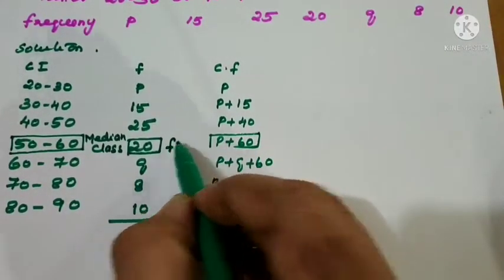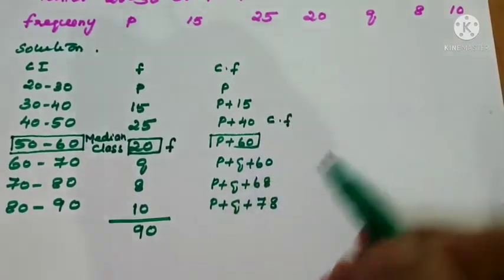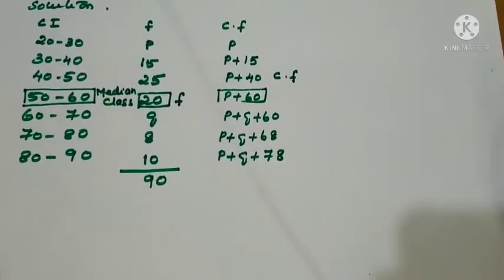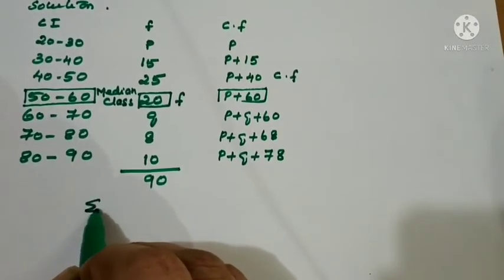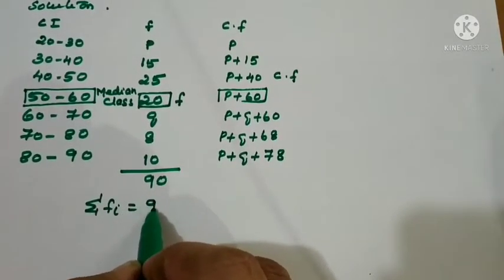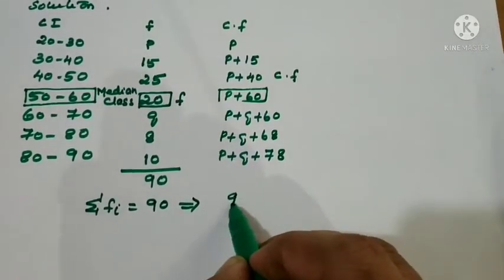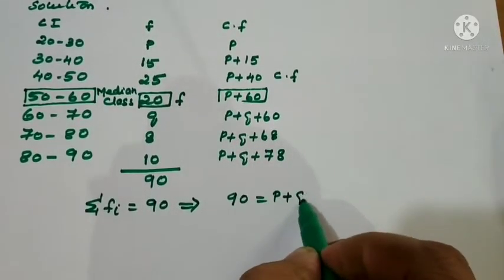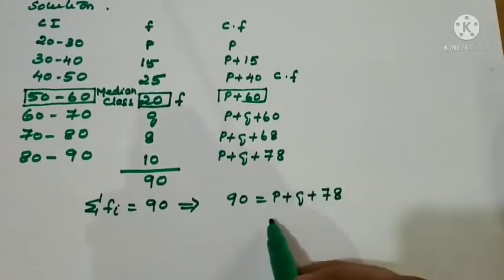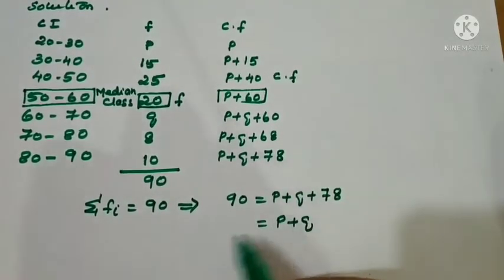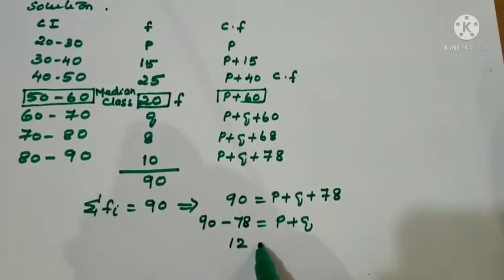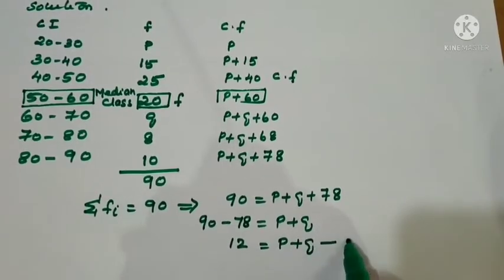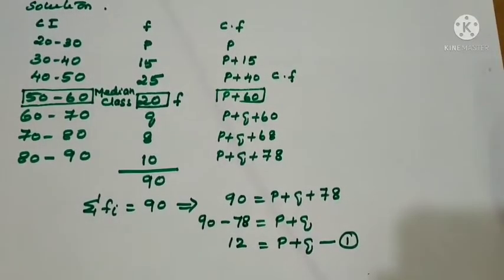Next, this is F and CF. We need these values from the table itself, marked according to our formula. Now, what is already given? Sigma fi equal to 90. This implies 90 equals P plus Q plus 78. So what is P plus Q? It equals 90 minus 78, that means it is equal to 12. This is our first equation: P plus Q equal to 12.